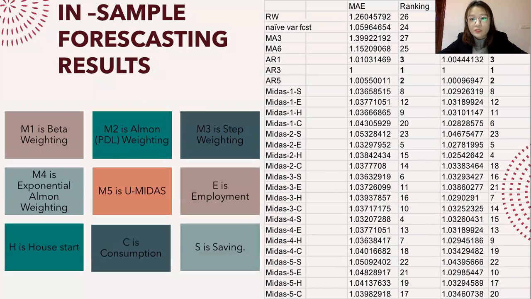From these tables, we can clearly see the top 3 rankings are in the AR model: AR1, AR3, and AR5. Besides these AR models, the other top rankings are all in the MIDAS. But it's very hard for us to find which MIDAS has better performance, so I decided to do deeper research and focus only on the MIDAS.